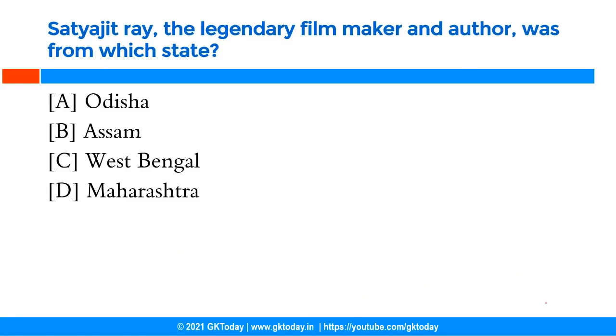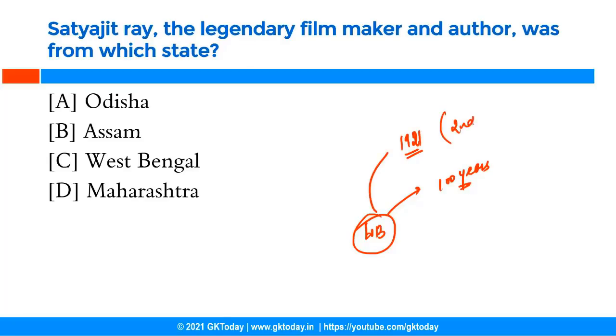Next question is, Satyajit Ray, a legendary filmmaker, was from which state? So he was from West Bengal. Why he was in news recently? Because this time we completed 100 years of his birth. He took birth in 1921, to be specific on 2nd of May. That's why INB Ministry, that is Information and Broadcasting Ministry, decided to celebrate this entire year as year-long birth centenary celebrations across India and abroad.